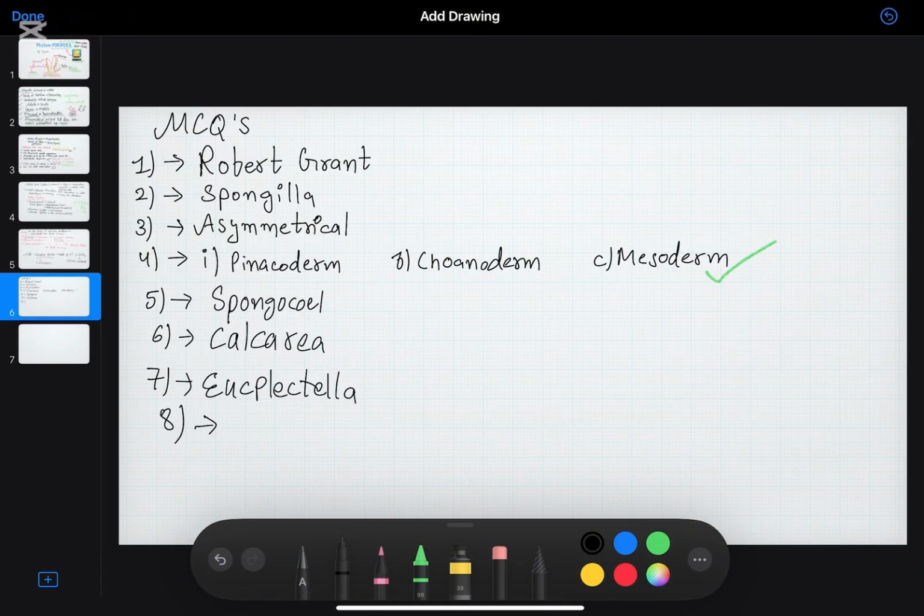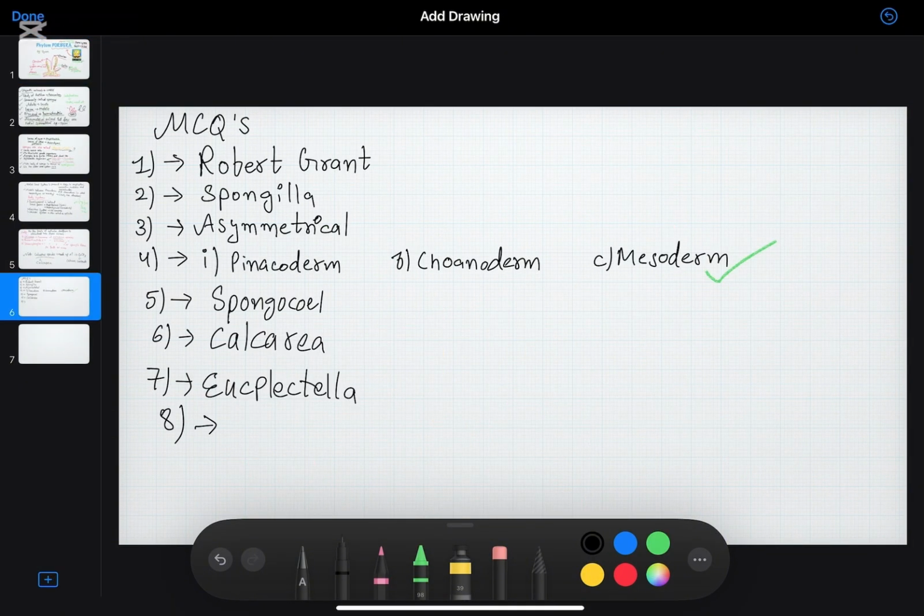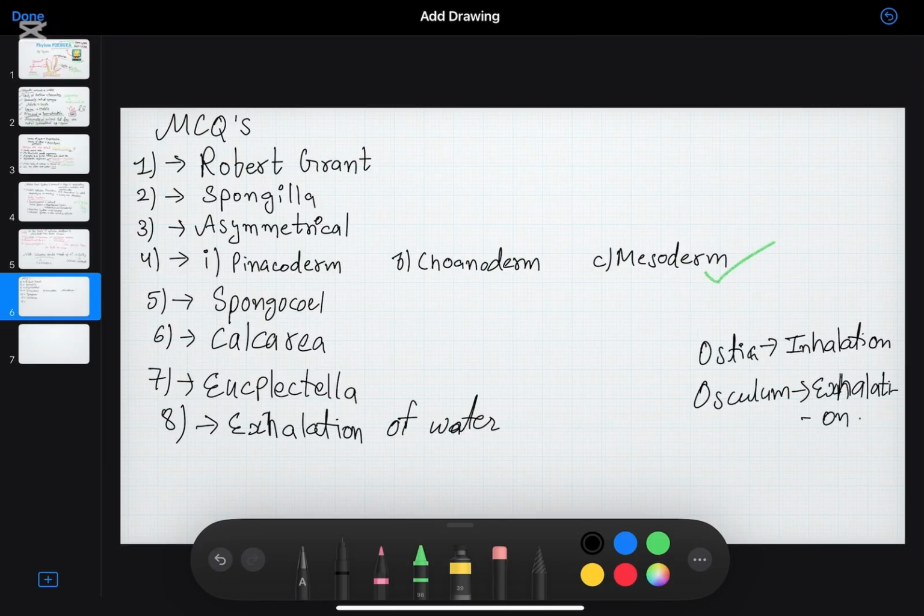The last but not the least question is, what is the function of the osculum in sponges? We already discussed in the first slide that the osculum functions just like an anus. The inner food and the inner water come out through the osculum. So the osculum is responsible for exhalation.